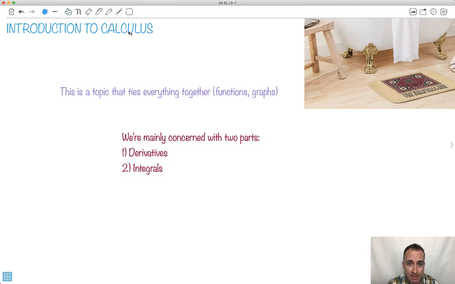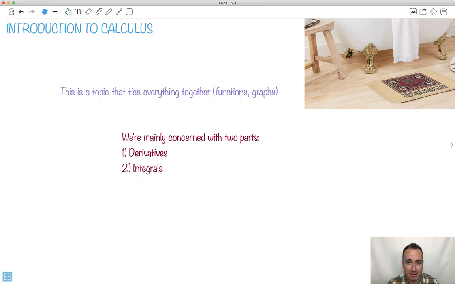I think the reason it's tough is we have some weird symbols being introduced. And another tough thing is that it ties everything together, which actually is a good thing. It means you have to understand functions and graphs, so we'll talk about gradients and areas and parallel lines and perpendicular lines. It puts everything together.